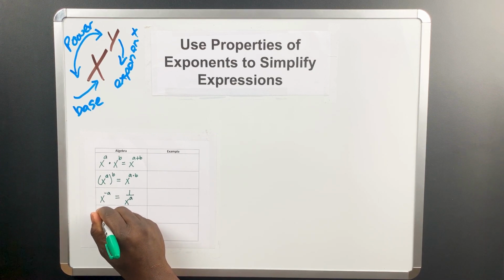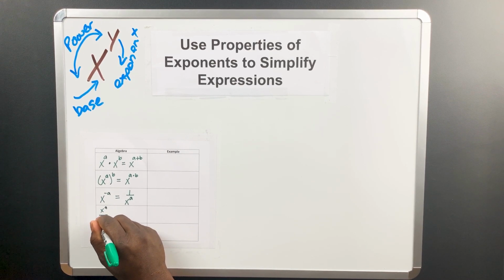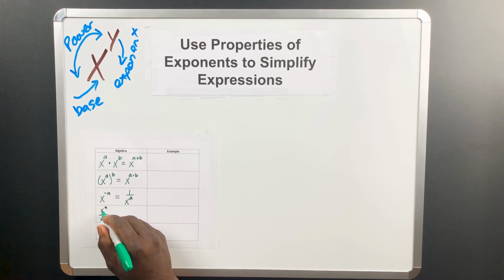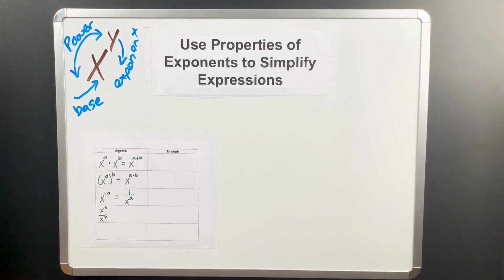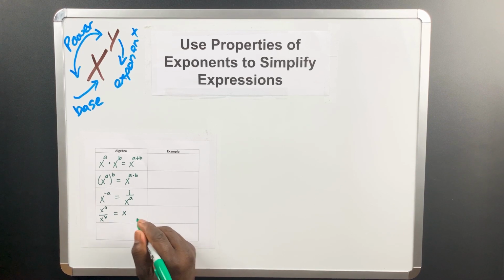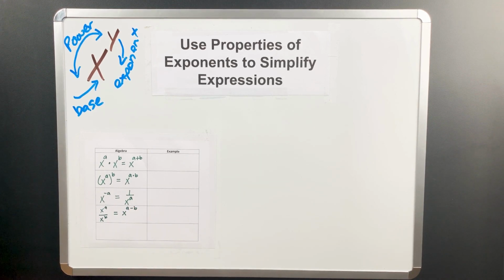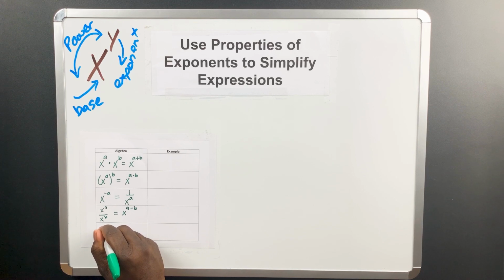All right, now, what if we have a case where we are dividing powers with the same base? So this is x to the a divided by x to the b. When you're dividing powers with the same base, you keep the base and subtract. Take the top exponent minus the bottom exponent. Very good.